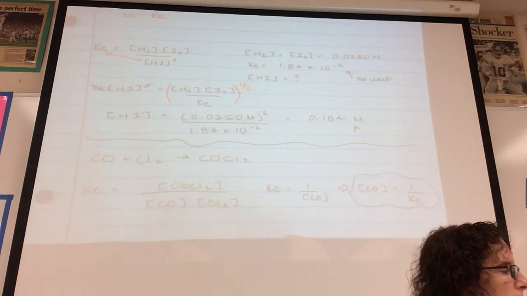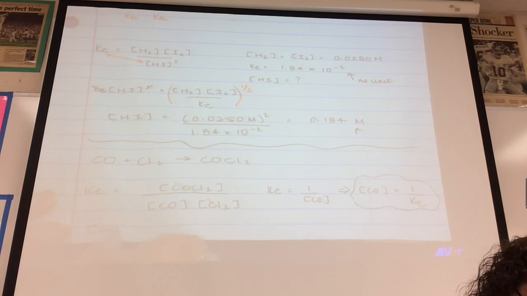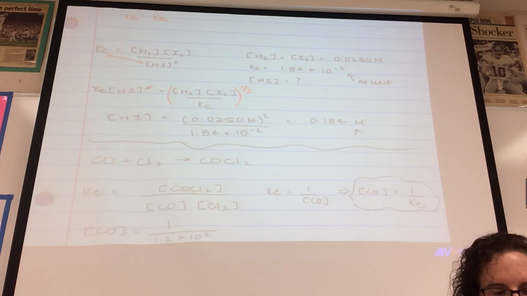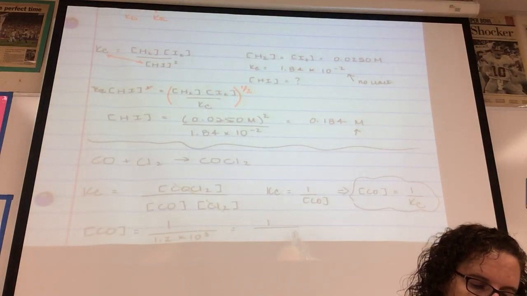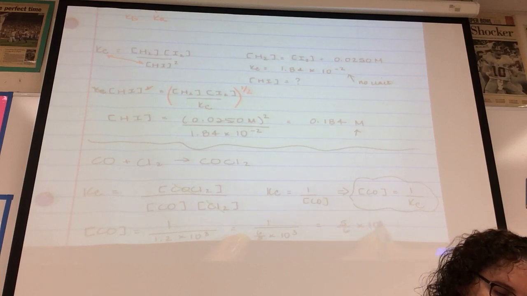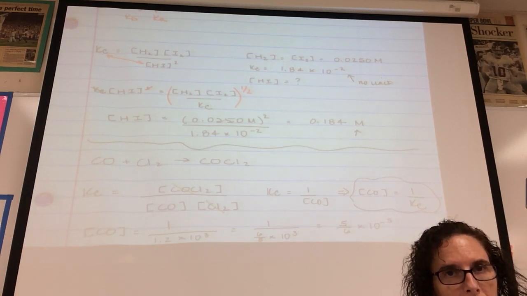Yes? Now, let me show you how to do this without a calculator. We have carbon monoxide concentration is equal to 1 over 1.2 times 10 to the 3rd power. 1.2 is the same thing as 6/5, correct? Now I'm going to flip it, and I have 5/6 times 10 to the negative 3rd. Are you with me? Yeah. 5/6 is a smidge more than 0.8. I'm just going to do 0.8 for a minute because I think it'll be easy.